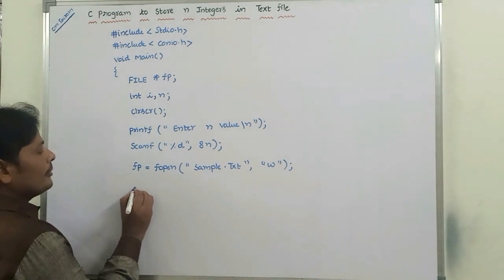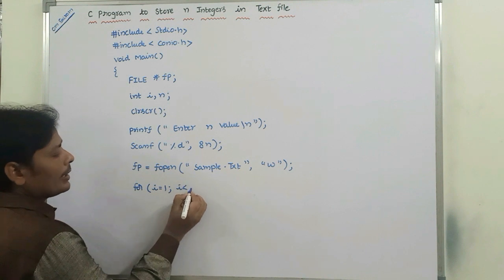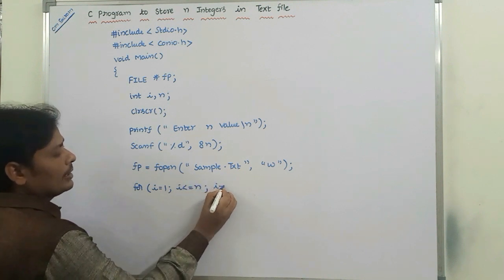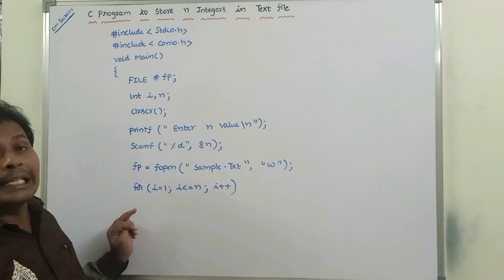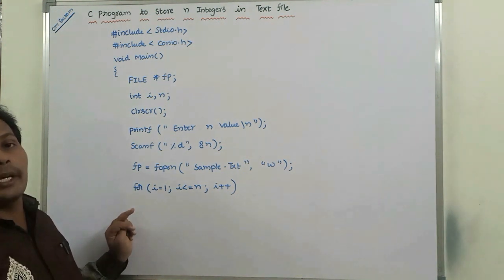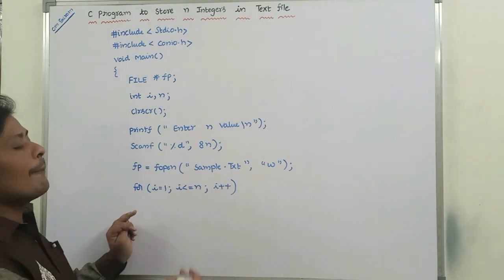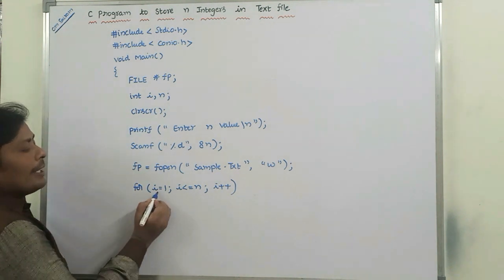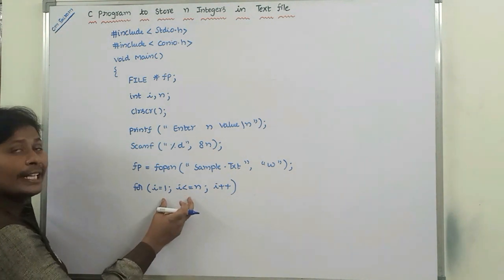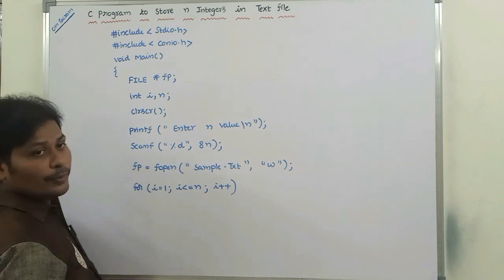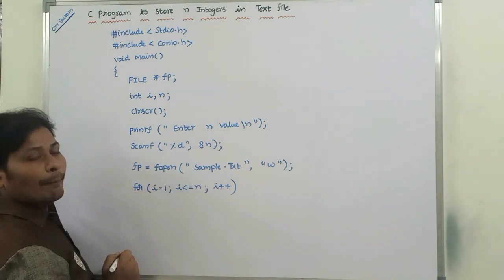Next, for i is equal to 1, i less than or equal to n, i plus plus. Here I am taking a for loop to read n integers from the keyboard, and those n integers are written into a file called sample.txt. Here the i value starts with 1 and ends with n. So n number of integers are read from the keyboard, and they are written into this file sample.txt.